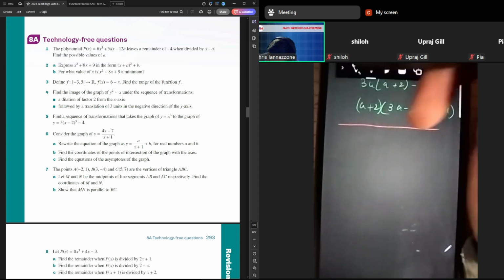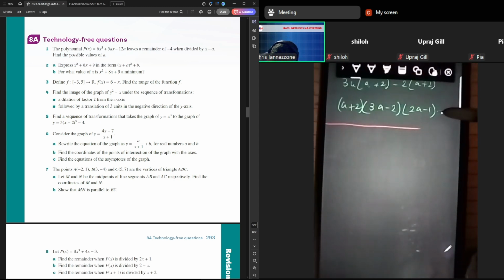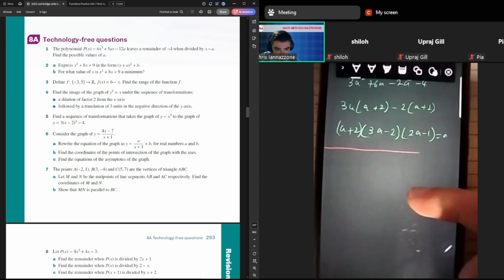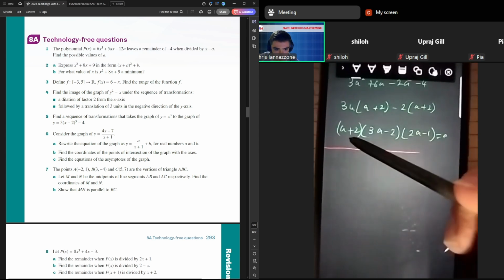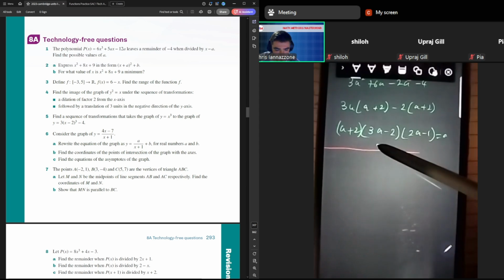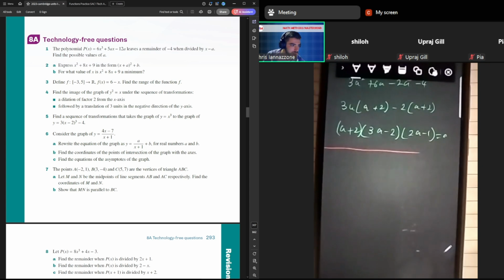But okay, so this was all equal to 0. From here, there's nothing too crazy, right? Null factor law, either this or this or this is equal to 0, and so a being -2, this would be 2 on 3, and this one would be a half.